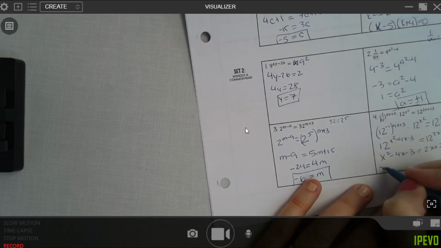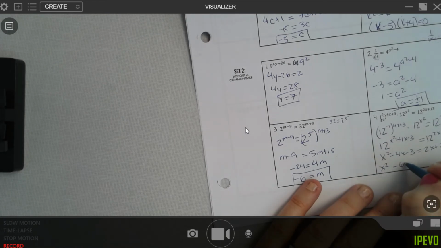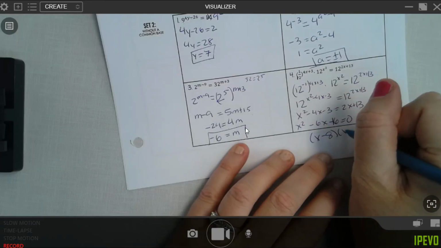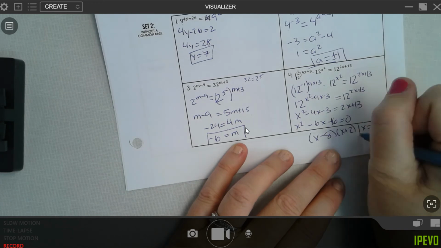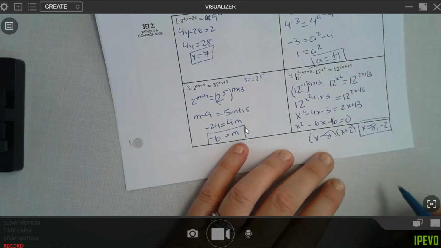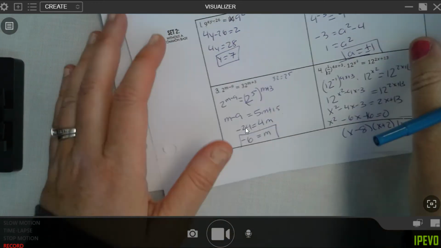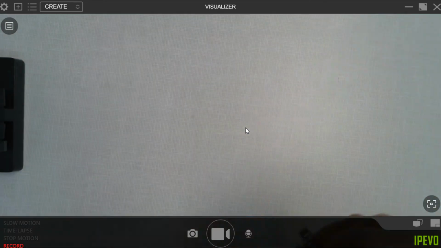So make this equal 0 now, because there's an x squared and a number in there. Oh, this is supposed to be a 13. I don't know how to write. So factors of negative 16 to get negative 6. Minus 8 and a positive 2. So we get 8 and negative 2 there. So let's go ahead and flip this onto the back.